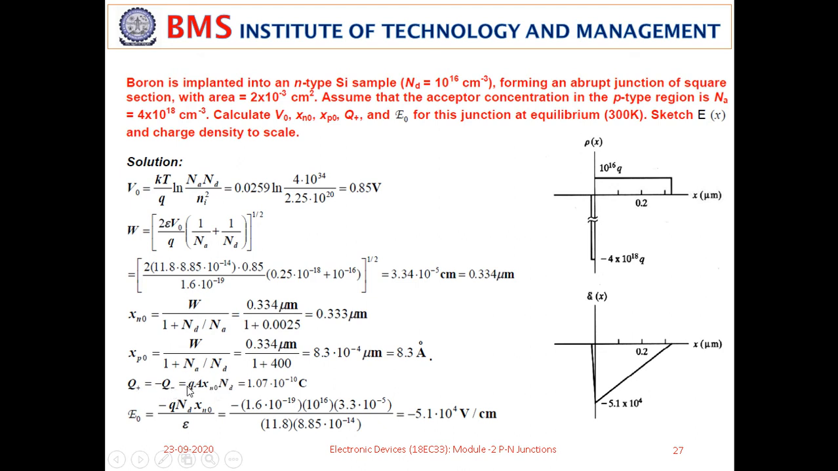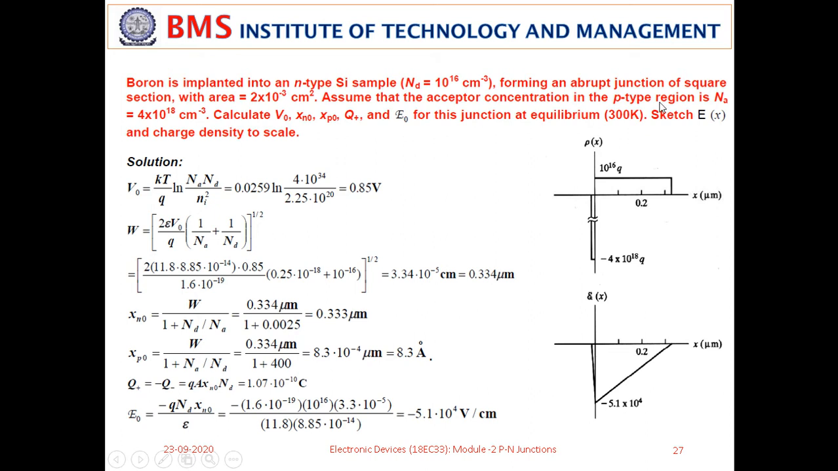The formula is q A Xn naught into Nd. You can use any one, either on the P side or the N side. You can use these formulas, though we have discussed two different versions of this formula. So the value is going to be 1.07 into 10 to the power of minus 10 coulomb, and you can calculate the electric field also at the middle of the junction. This is the maximum electric field. If you substitute all these values, you get minus 5.1 into 10 to the power of 4 volts per centimeter here. So now you can plot all this.